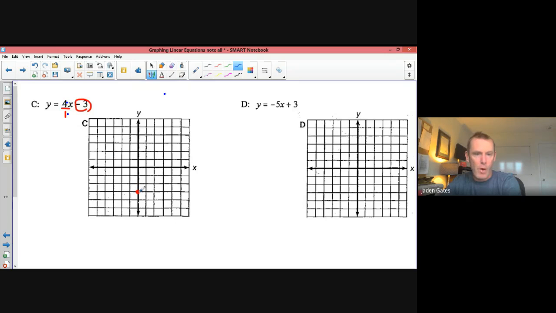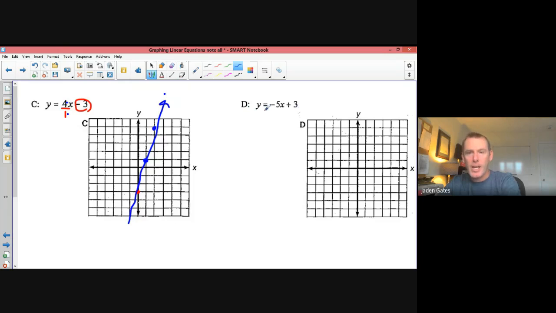So again, we start from our y-intercept. We go 1, 2, 3, 4 up, right 1. 1, 2, 3, 4 up, right 1. And here we go. And I'm going to draw, well, there's my line. Sad attempt, but you get the idea.